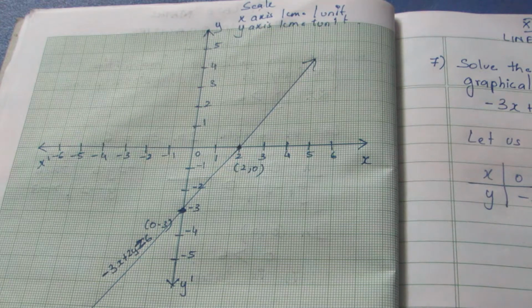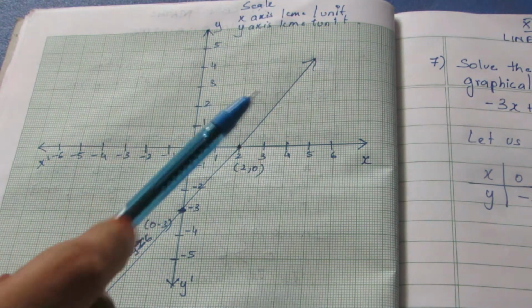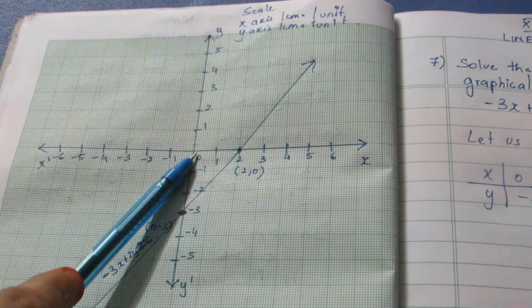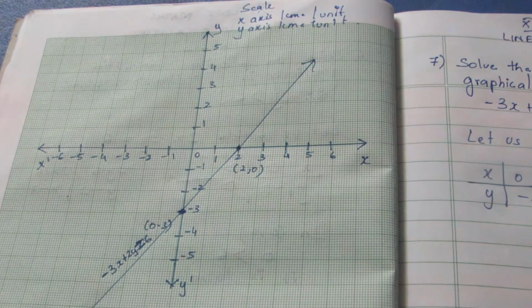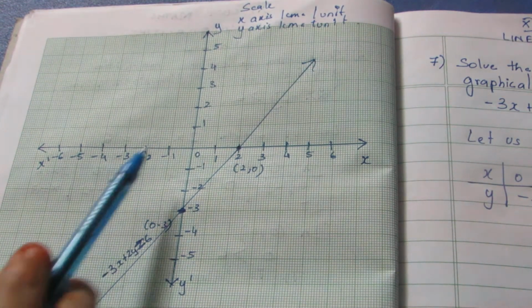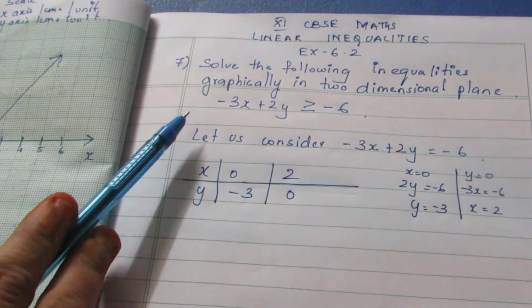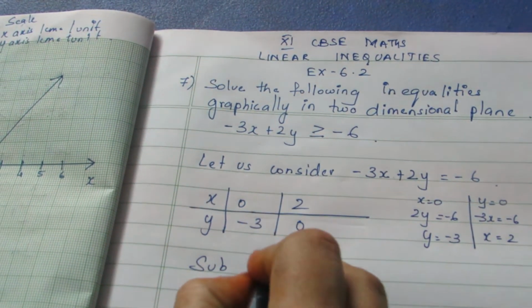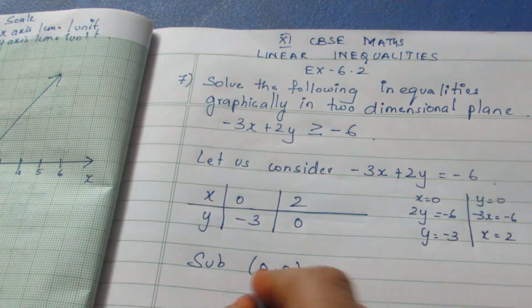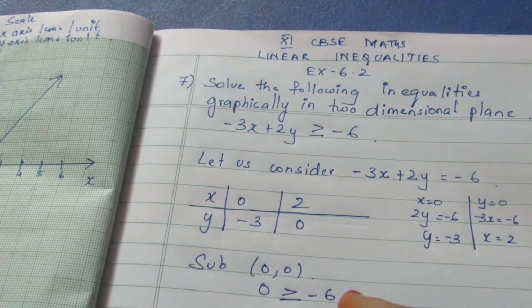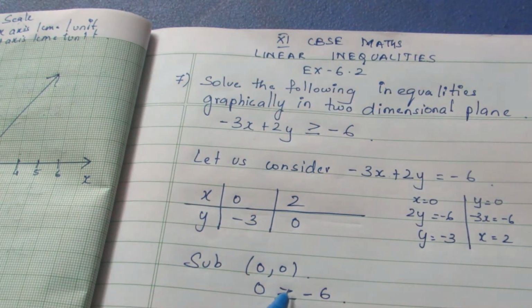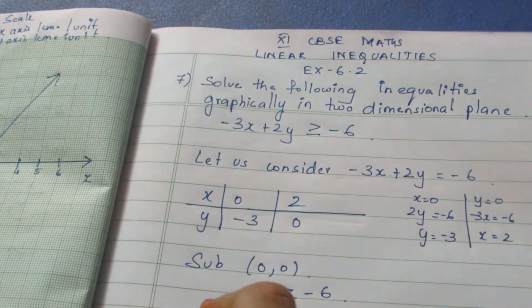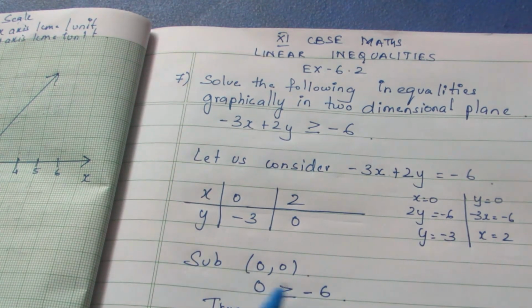But we want it for greater than or equal to minus 6. For that, take any point from this side or this side of the graph. If I take 0 comma 0, it will be easy for me to do the sum. Substituting 0 comma 0 in the given inequality, we get 0 is greater than or equal to minus 6. Always take the greater than or less than symbol, not the equal to. 0 is greater than minus 6, which is true.